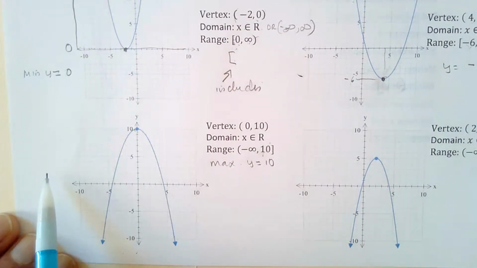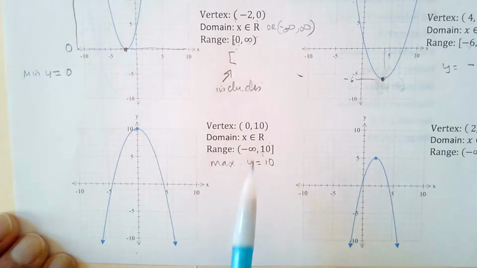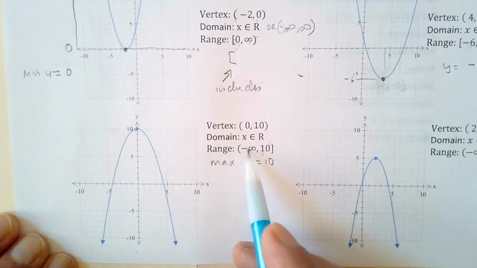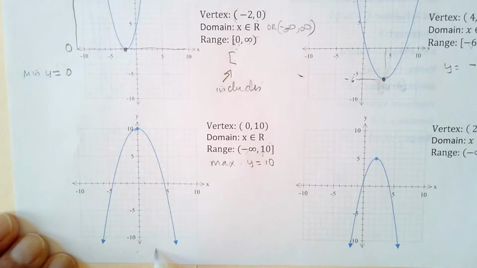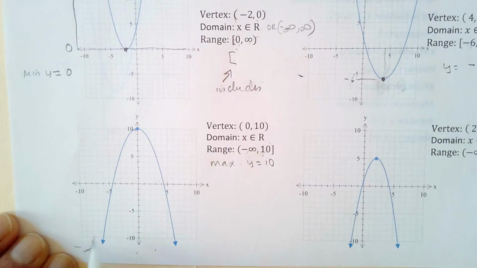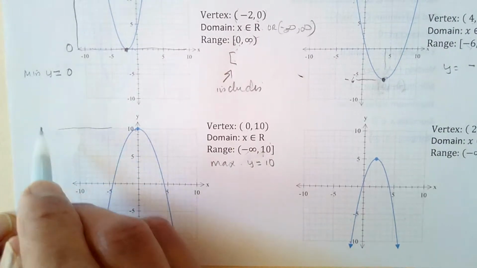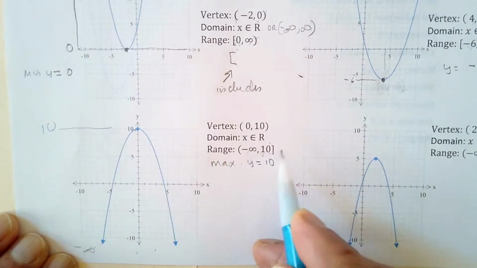It's going to the left forever. That's all this is. It's your domain. So your range now is from negative infinity, which is way below here, so negative infinity to 10, including 10.